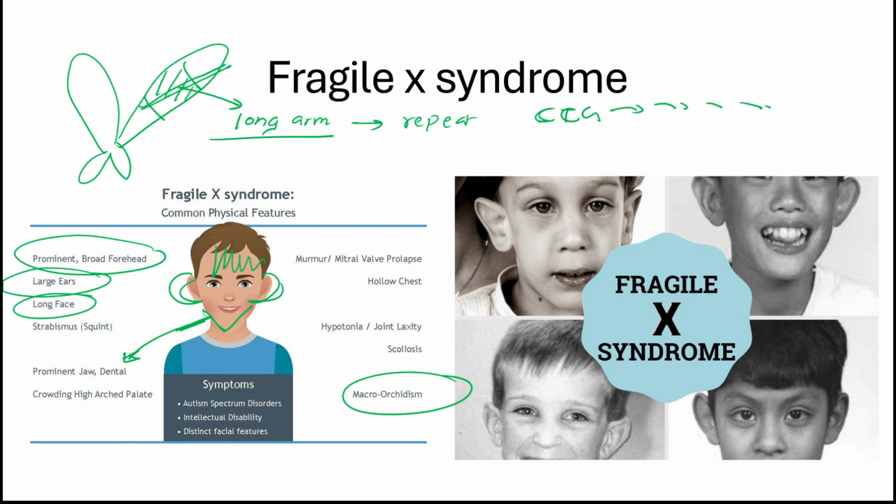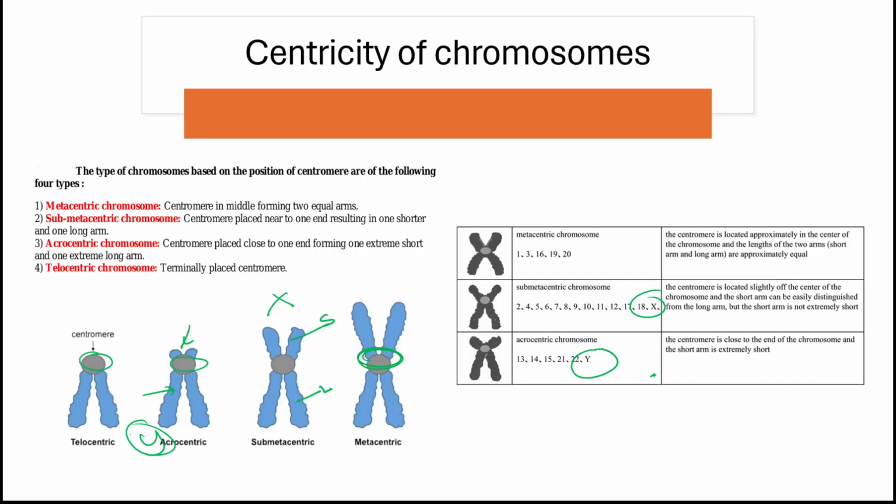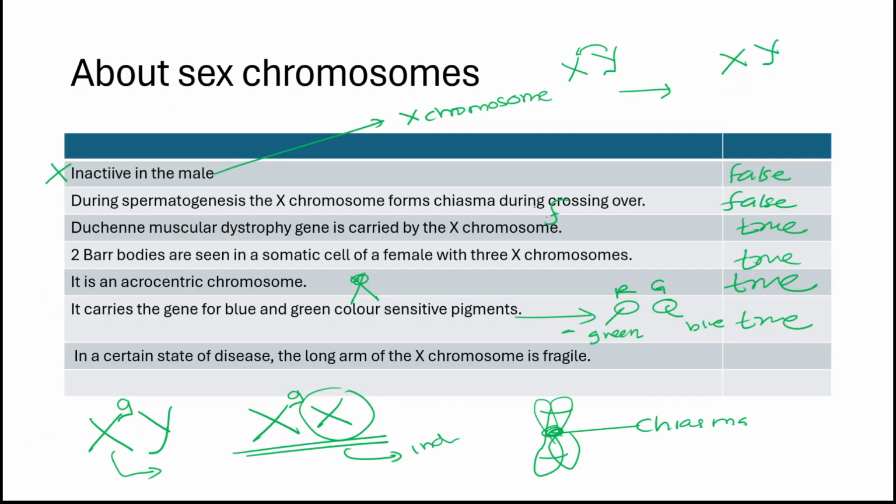Also, they have high arch palate and mitral valve prolapse, but high arch palate as well as mitral valve prolapse is seen in certain other features as well, such as Marfanoid syndrome, because it is not something unique to Fragile X syndrome, but you would see that as well. So, what does it mean? Certain state of this long arm of X chromosome is fragile. Yes, that's a true statement.